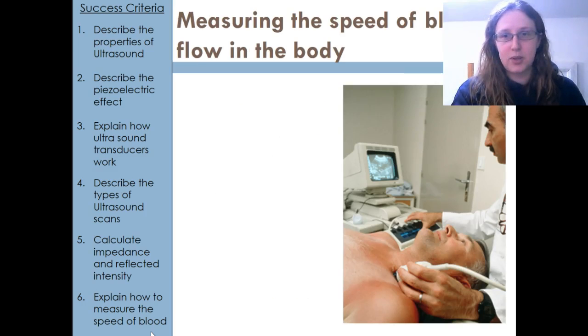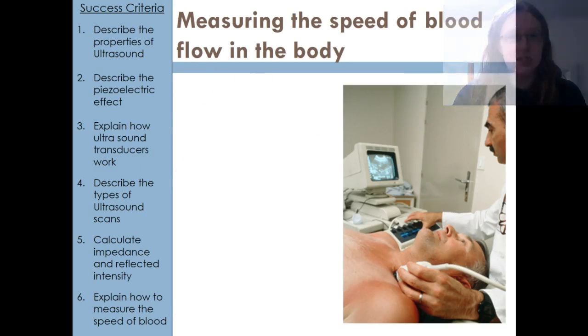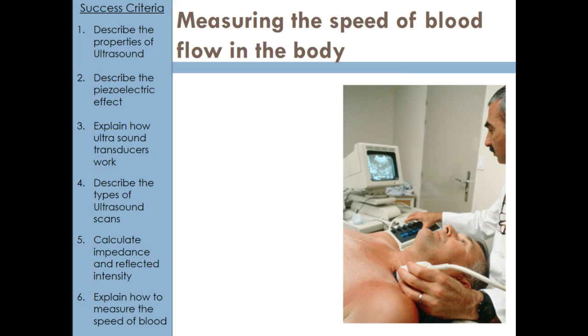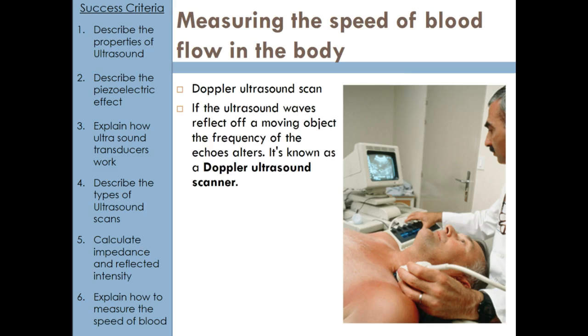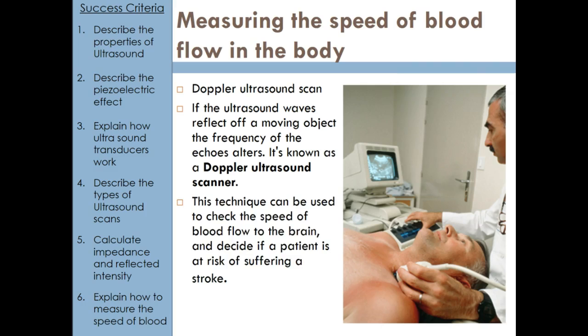Now the other thing that I said we could do is measure the speed that blood is flowing in the body, and we do that using a Doppler ultrasound. Now we already talked about the Doppler effect fairly recently, so this should be quite fresh in your minds. And what we do here is the ultrasound wave reflects off the moving blood cells. That allows us to then check how fast the blood is flowing. And it's often a useful thing to do to see how fast blood is going to the brain, because it can give you warning signs if there's going to be a stroke in a patient.